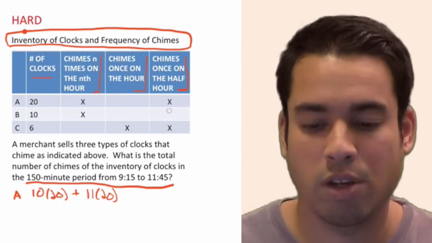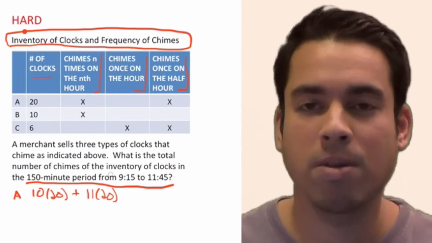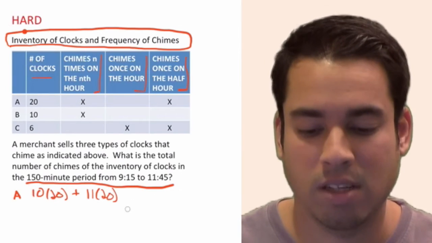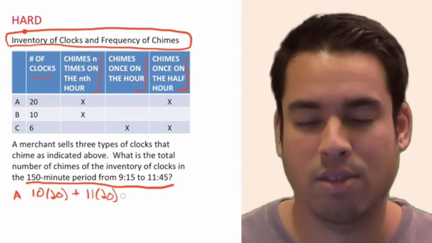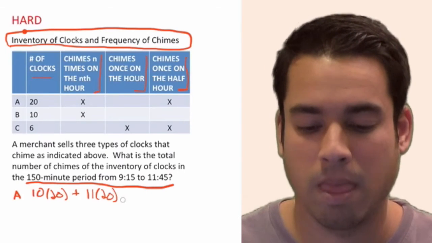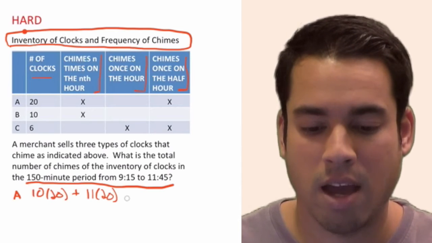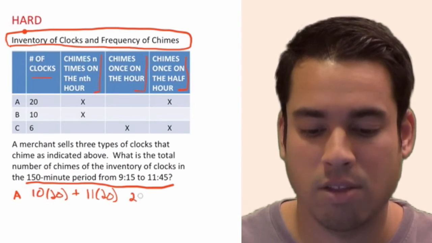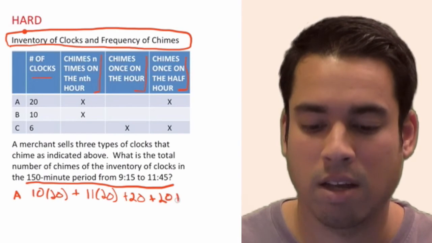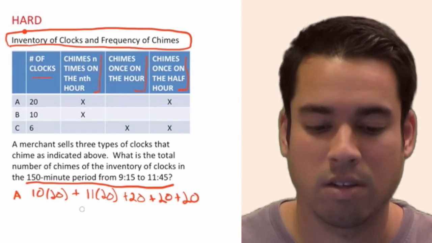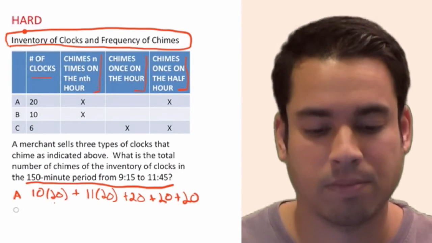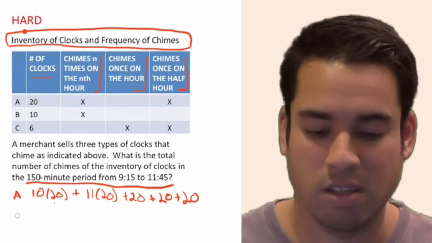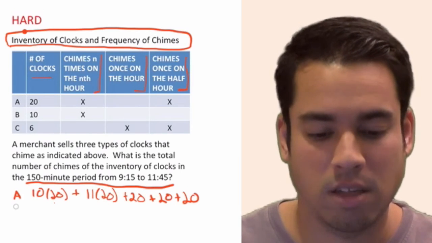And now what about this rule where it chimes once on the half hour? How many half hours are we going to have between 9:15 and 11:45? We're going to have 9:30, 10:30, and 11:30. So we have 20 clocks, so at 9:30, that's representing that, plus 10:30, plus 11:30. Okay, so this is all the chimes for A. We've got that sorted. We just need a little addition to add it up. Now let's think about B.